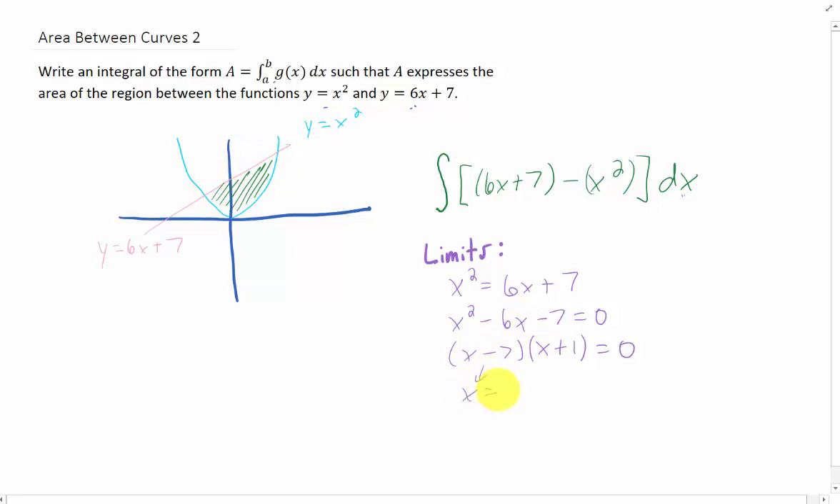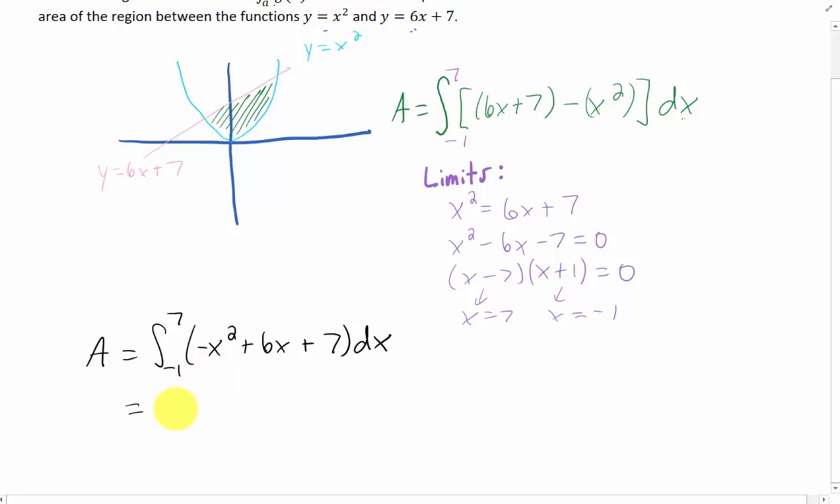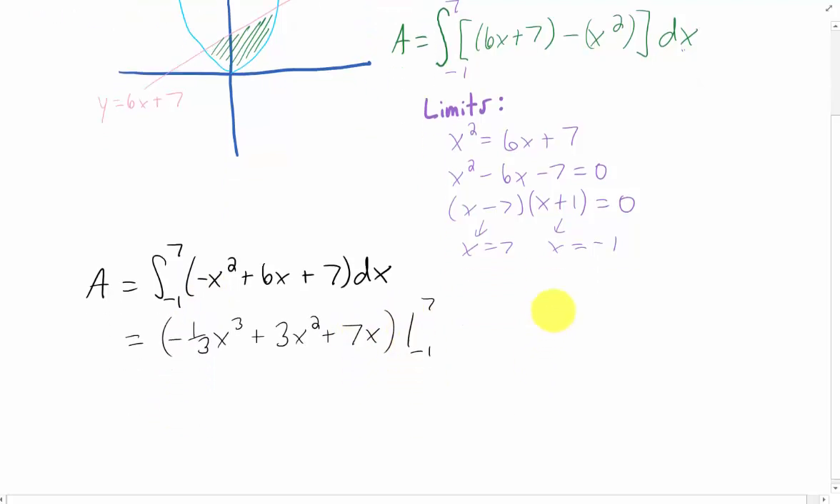We get x equals 7 and x equals -1 as our two intersection points for these two graphs. Therefore, our lower limit on x is going to be -1, and our upper limit on x is going to be 7. That integral, of course, represents our area. Now let's move that integral down here and try to evaluate it. Reordering the terms just a little bit gives us this. We can then integrate, and we can evaluate that integral at the upper and lower limits to find the area.